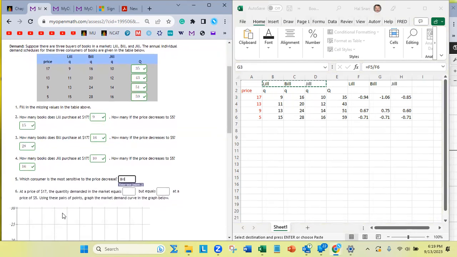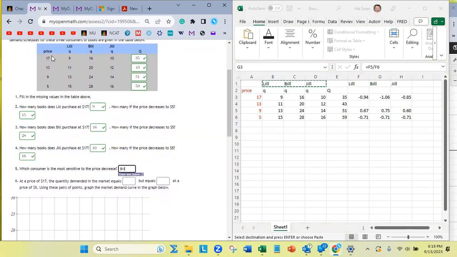Now we want to graph the market demand curve. So we have the prices, and we have the quantity that is demanded in this market. So at the price of 17, the quantity demanded was 35, right?